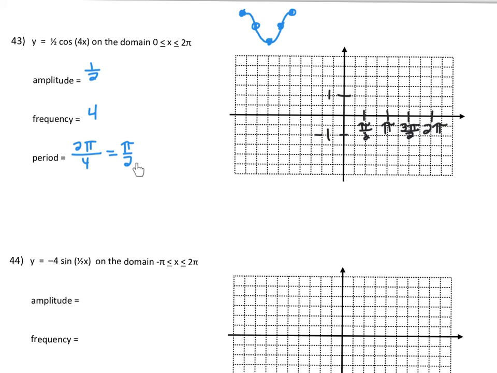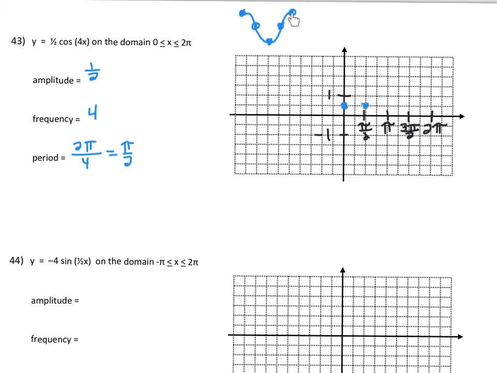Now, the period is basically telling us where is our cycle going to end? Where's our first cycle going to end? How long does it take to complete one cycle? It takes pi over 2 units. So once I reach pi over 2, I'm going to fit one full cycle in between 0 and pi over 2. So since the cosine curve starts off high and the cycle ends off high, what that means is at 0, I'm going to be at the high point, which is, the amplitude is 1/2, so the high point is up at 1/2. And then since pi over 2 is where our first cycle is going to end, at pi over 2, I'm also going to be up at a maximum of 1/2.